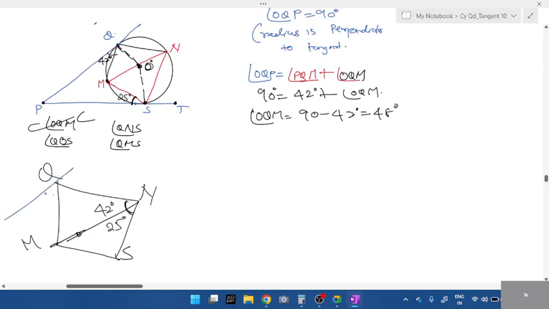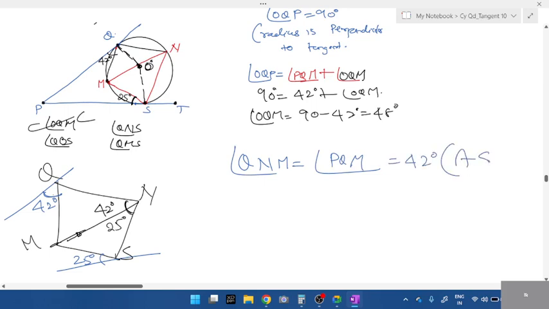See, this is the tangent part, 42 degrees. There is another tangent part, 25 degrees. So simple, we know the alternate segment theorem, write it according to that. Look here, QNM or QNS. Before finding QNS, we need the QNM value. Angle QNM is equal to angle PQM, that is equal to 42 degrees.